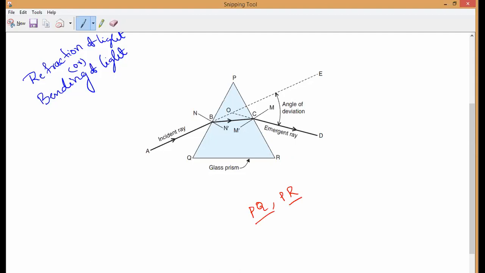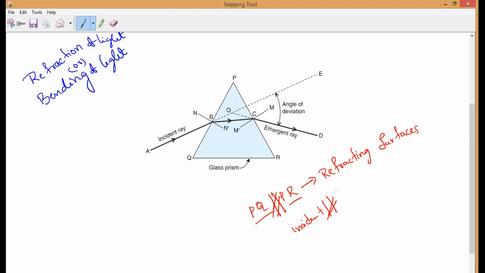They are not parallel to each other. Is it yes or no, guys? They are not parallel to each other. So these two are called what, Varshini? Refracting surfaces. They are not parallel to each other. That is the reason you can see the emergent ray and the incident ray are also not parallel to each other.